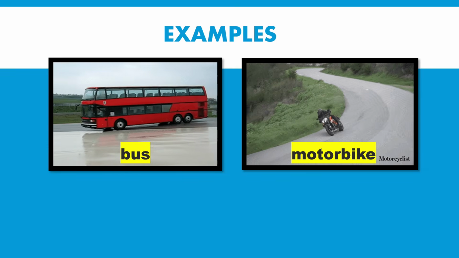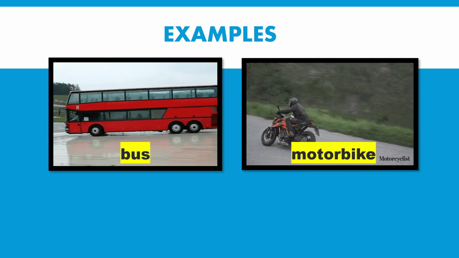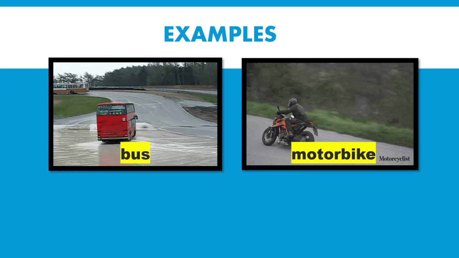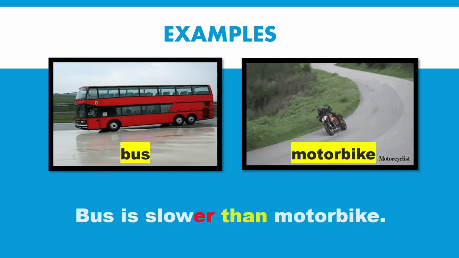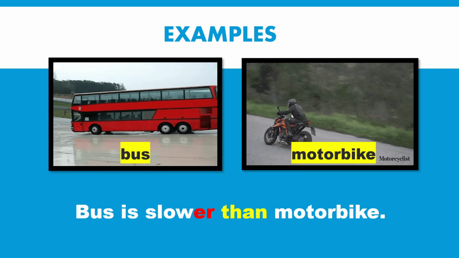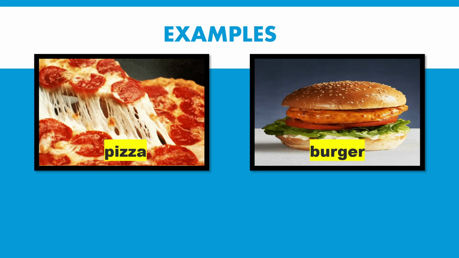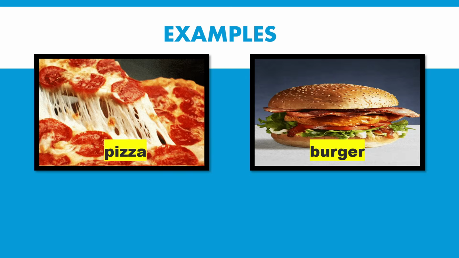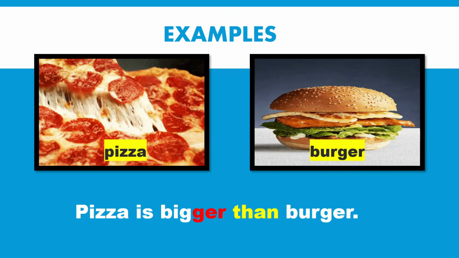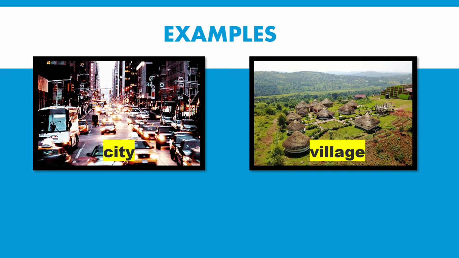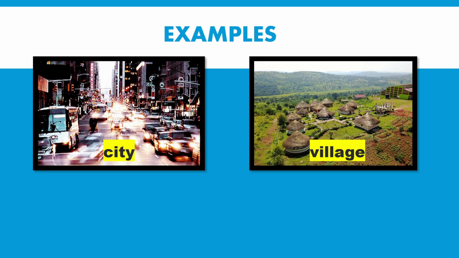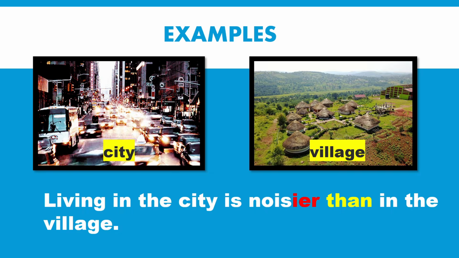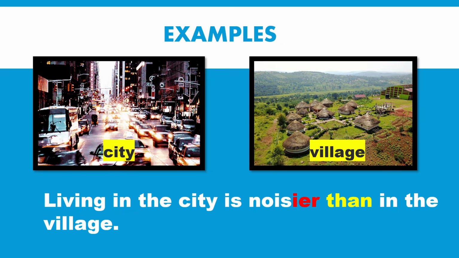Next example, bus and motorbike. The adjective that I'm going to use is slower. Which one is slower? Of course, the bus. So the answer here is, the bus is slower than the motorbike. Next example, pizza and burger. My adjective would be bigger. Which one do you think is bigger? Pizza is bigger than burger. Next example, city and village. Which one do you think is noisier? Living in the city is noisier than in the village.